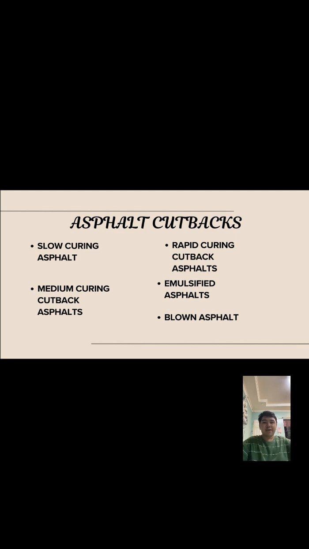The fourth one is the emulsified asphalts. These are made by breaking asphalt into tiny particles and suspending them in water with an emulsifier. This type of emulsion includes anionic, cationic, and non-ionic, classified based on the electrical charge surrounding the particles.